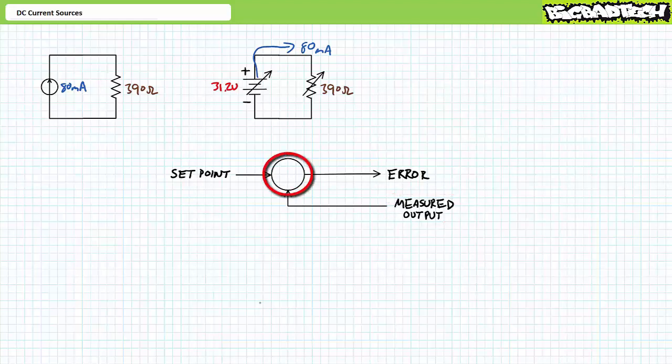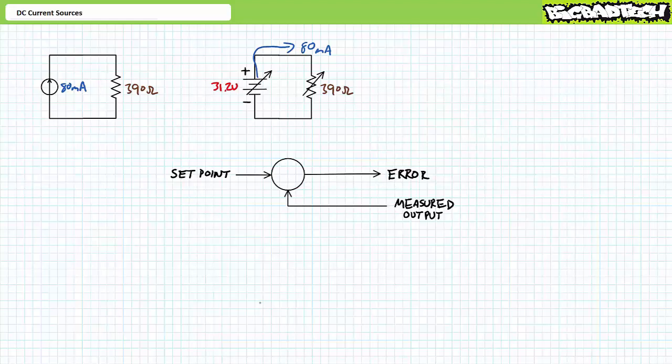The controller continually compares the desired set point with the actual output of the system. If there's a difference between the desired output and the actual output, there's an error, and the polarity and magnitude of the error represents by how much the system must increase or decrease its output to achieve the desired set point. Consider the inner workings of the current source supplying 80 mA to a 390 ohm resistor.